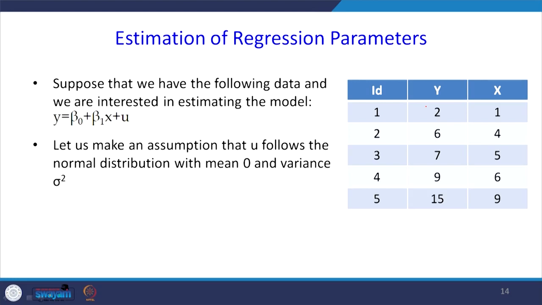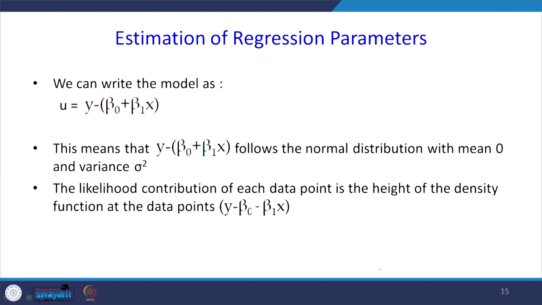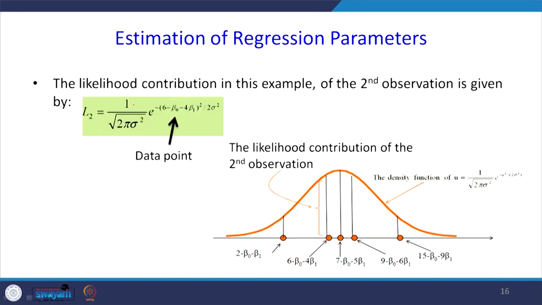Let us assume that the error term follows a normal distribution with mean 0 and variance sigma square. We know the error is the actual minus the predicted value. So, the actual value is y, and the predicted value is beta 0 plus beta 1 x. This means that y minus (beta 0 plus beta 1 x) follows the normal distribution with mean 0 and variance sigma square. The likelihood contribution of each data point is the height of the density function at the data point, where y minus beta 0 minus beta 1 x, because we brought the minus inside. This was the example.